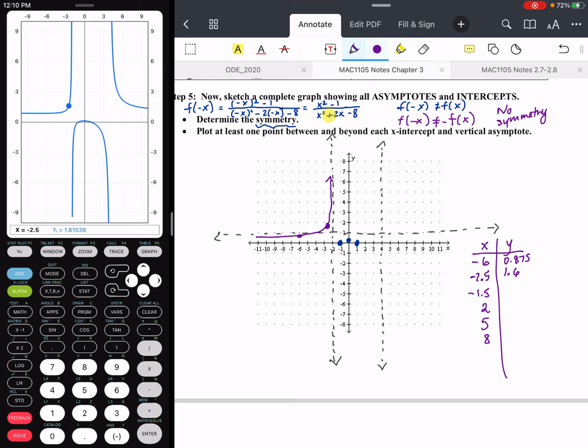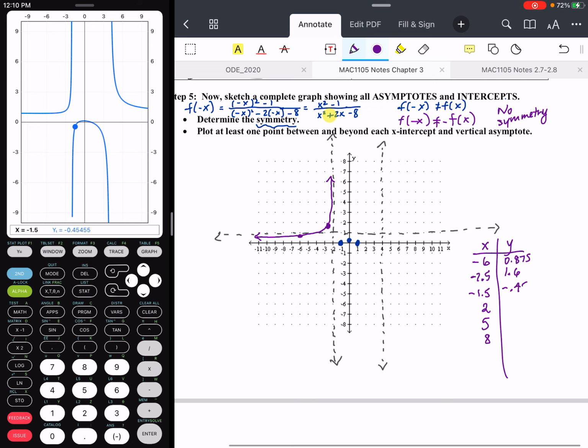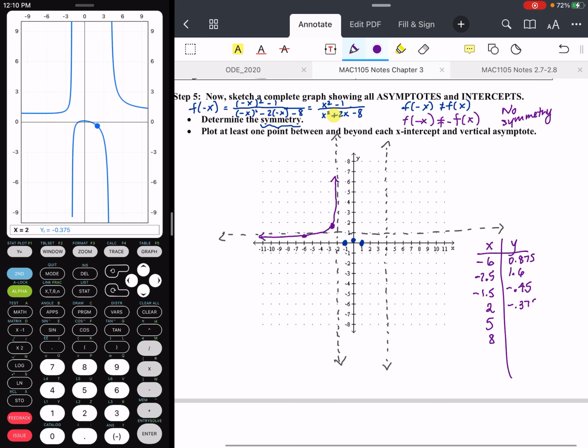I'm going to sketch up here like this. All right, at negative 1.5, I've got negative, call it negative 0.45, so rounding about negative 0.5. And then 2, let's try that, negative 0.375. All right, so negative 1.5 halfway over there, and then negative 0.45, so just a hair under here. 2 and negative 0.375, it's right about there. A little less than halfway.